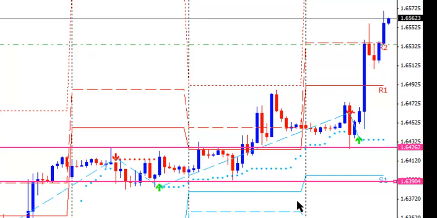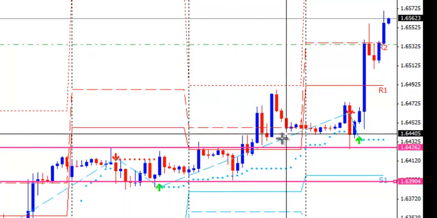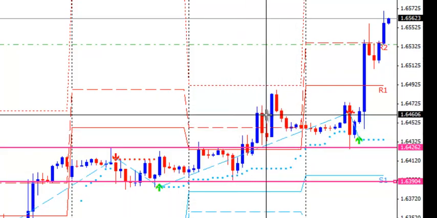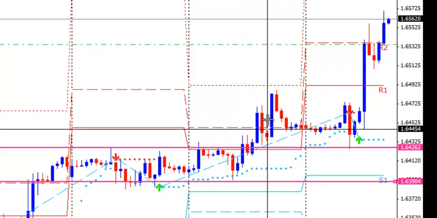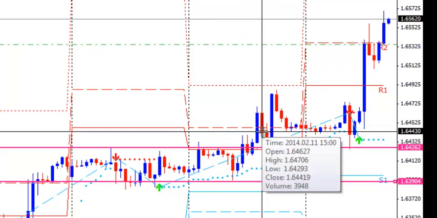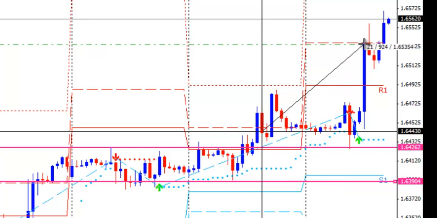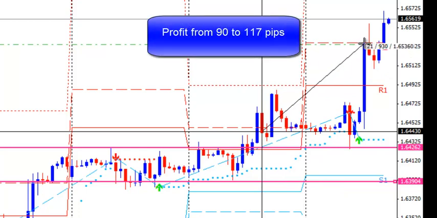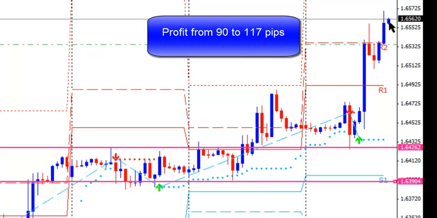Now, how many pips could you stand to have taken out of this actual trade? If we had got in on that pullback over here, right, and we got out around the R2, we held it overnight and got out at R2, made about 90 pips. If you continue to hold that trade, you're sitting at around about 117 pips. Really not a bad trade.